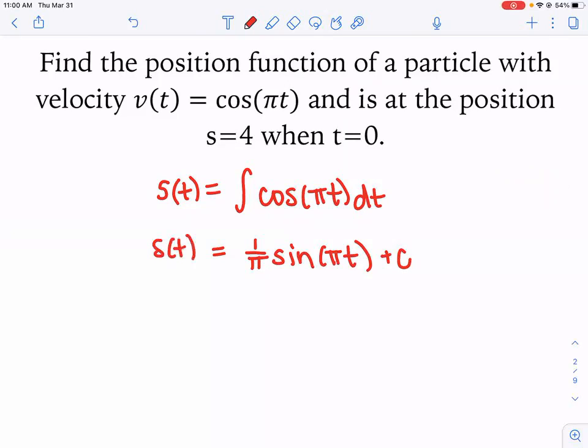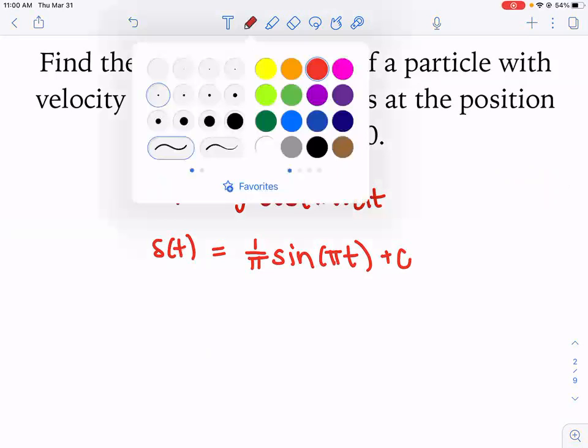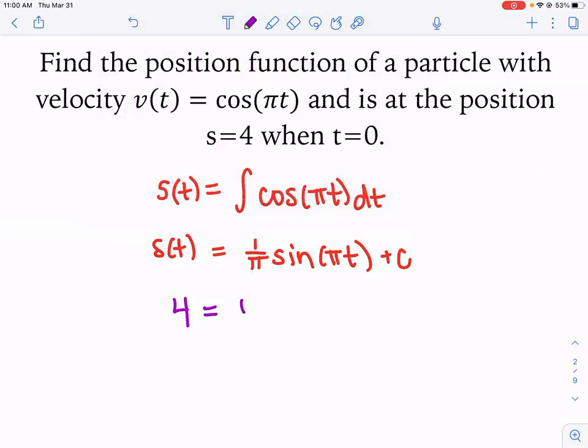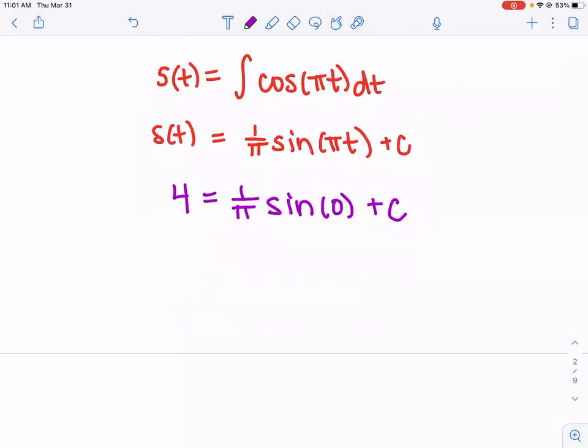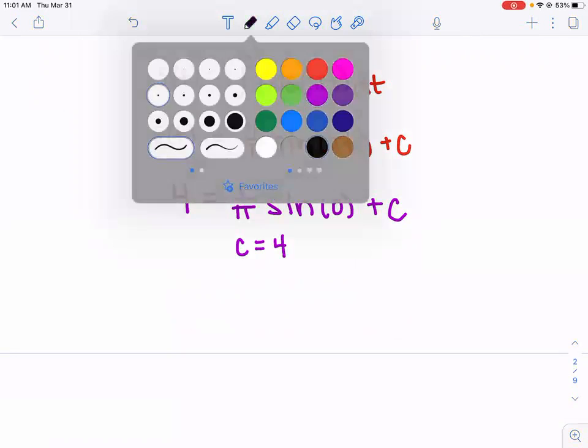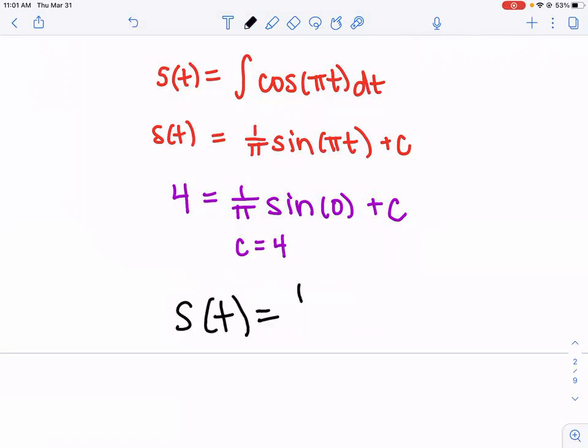So there's our position equation. Now, we know that our position is 4 when time is 0. So we're going to plug 4 in for position when time is 0. What's the sine of 0? Zero. Sine of 0 is 0. So our position equation is 1 over pi sine of pi t plus 4.